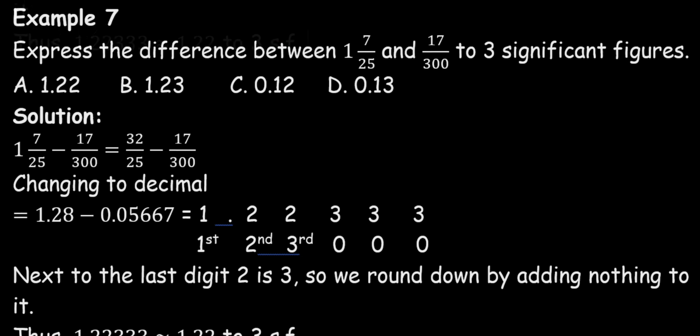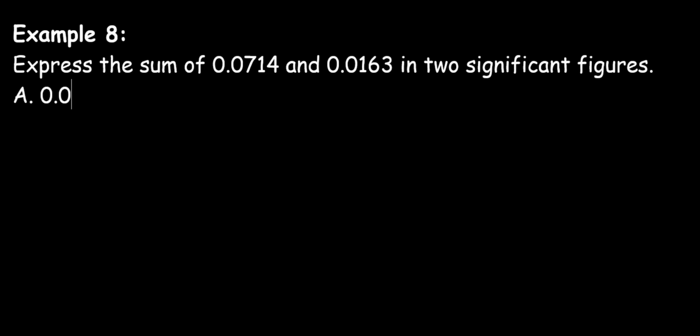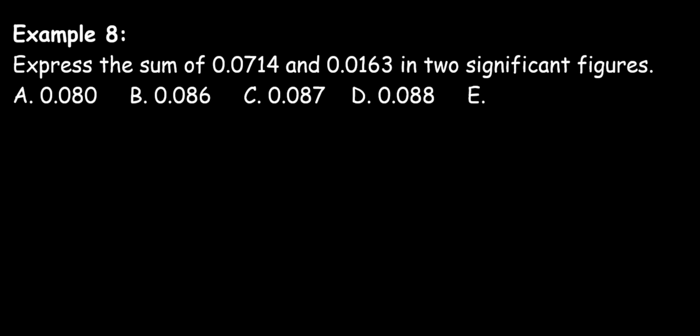Let's take another example. Express the sum of 0.0714 and 0.0163 in 2 significant figures. Options: A, 0.080, B, 0.086, C, 0.087, D, 0.088, E, 0.090. First, we will perform the operation of the summation.